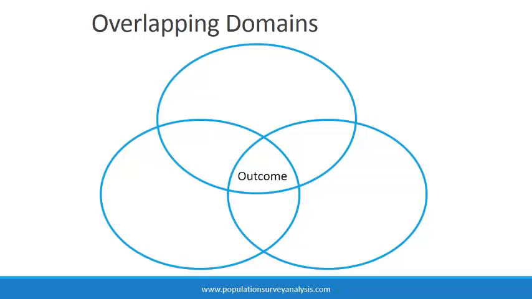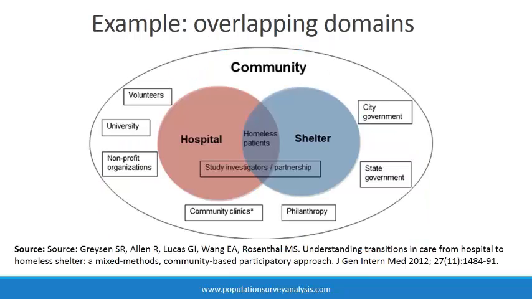This framework is useful when you are testing a hypothesis about an interaction. For example, does Y occur when X and Z are both present? Or for a general explanatory model where the covariates do not share a hierarchical or embedded relationship. These authors use an overlapping domains framework to describe their analysis of homeless patients who are hospitalized and then released to homeless shelters in the United States.